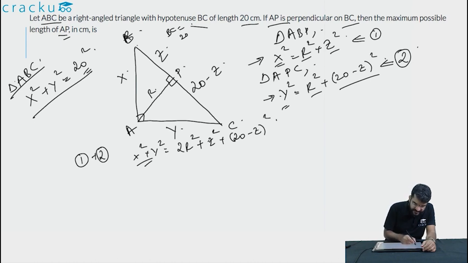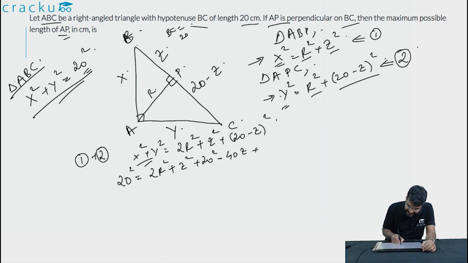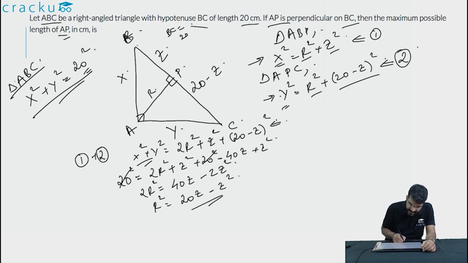Now x square plus y square is equal to 20 square. So we'll substitute that. So 20 square is equal to 2r square plus z square plus 20 square minus 40z plus z square. This is just an expansion of 20 minus z whole square. Now we'll cancel out the common terms, that is 20 square, and we'll try to find out the value of r square. So 2r square is equal to 40z minus 2z square, or r square is equal to 20z minus z square. Now we'll have to vary z.